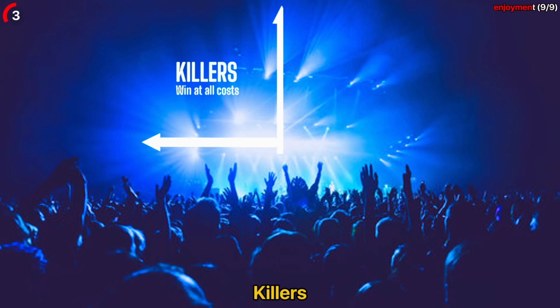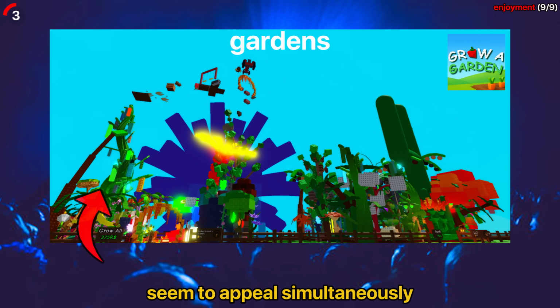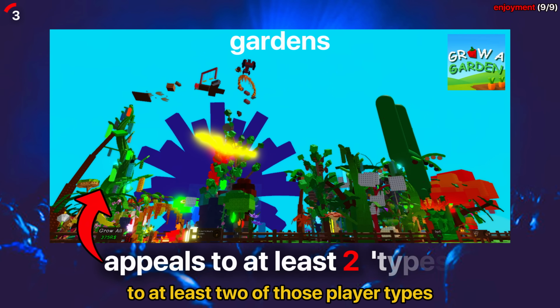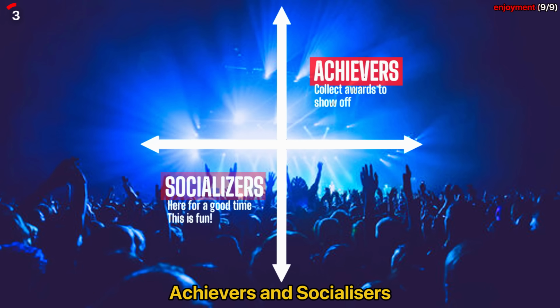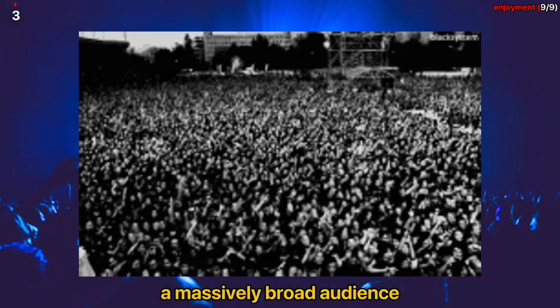It's also interesting from a developer's perspective because players of video games are usually categorized in 4 different ways: killers, socializers, achievers, and explorers. And the gardens of Grow a Garden seem to appeal simultaneously to at least 2 of those player types, achievers and socializers, which collectively is said to make up 90+% of all gamers, a massively broad audience.